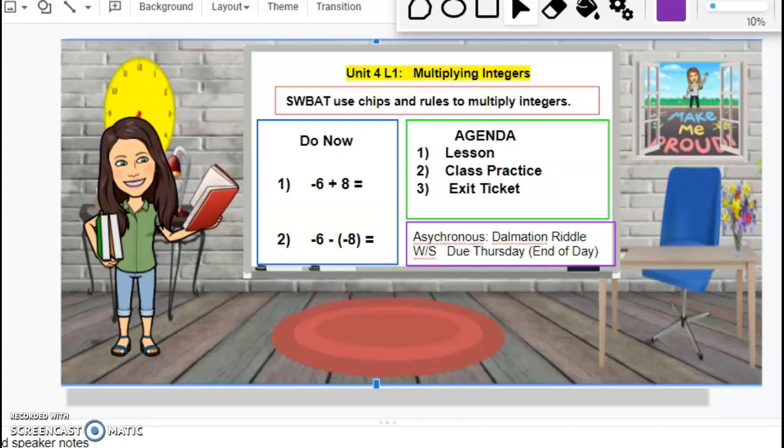Unit 4, Lesson 1, Multiplying Integers. So today we'll learn how to multiply integers, we'll learn the rules, and then I'll prove the rules to you using the chips, so you'll have something visual. Okay, so we're going to move on with our lesson.